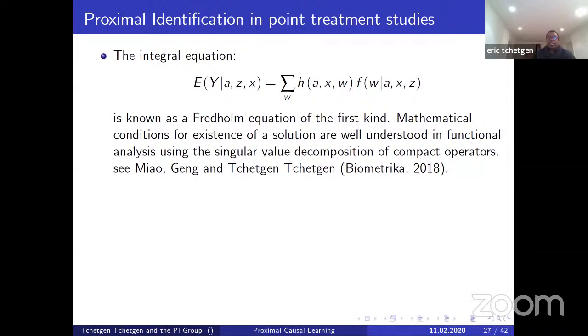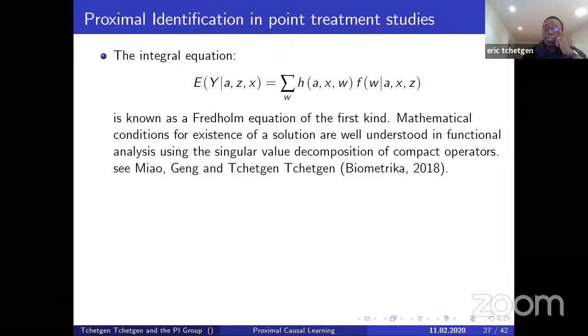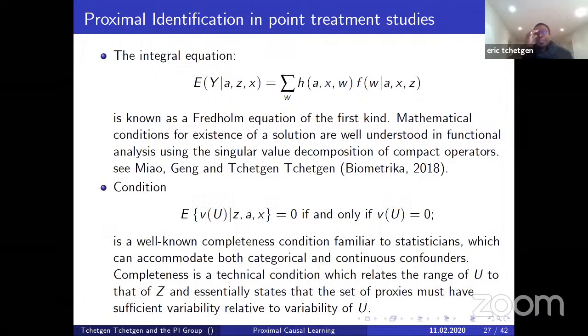Let me just say a few words about the assumptions. There are two key assumptions here. The integral equation that we have to solve is known as the Fredholm equation of the first kind. Mathematical conditions for existence of a solution are well understood in functional analysis, using the singular value decomposition of compact operators, and we discussed this in a paper we published a couple of years ago. The second condition is also a well-known completeness condition familiar to statisticians, which can accommodate both categorical and continuous confounders. Completeness is a technical condition which relates the range of U to that of Z, and essentially states that the set of proxies must have sufficient variability relative to the variability of U.